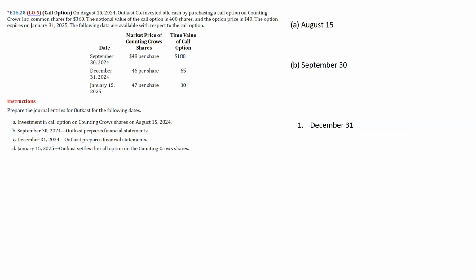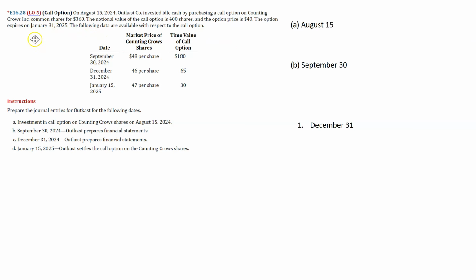Now we will see one example of option. Outcast Corporation invested idle cash by purchasing a call option on Counting Crowns, and they paid for those options $360, and the notional value of the call option is 400 shares, and the option price is $40. That means Outcast can purchase 400 shares for $40 each, and for those options they pay $360.